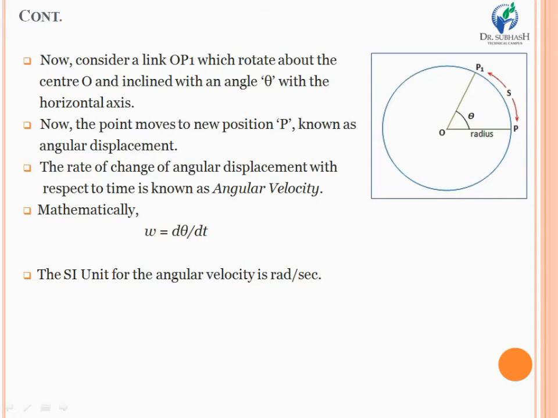If you are measuring the rate of change of linear displacement with respect to time, that will be the linear velocity. Mathematically, angular velocity is omega, which is equal to d theta upon dt, where d theta is the change of angular displacement, and dt is the time required to change that angular displacement. And the unit for angular velocity is of course radian per second.